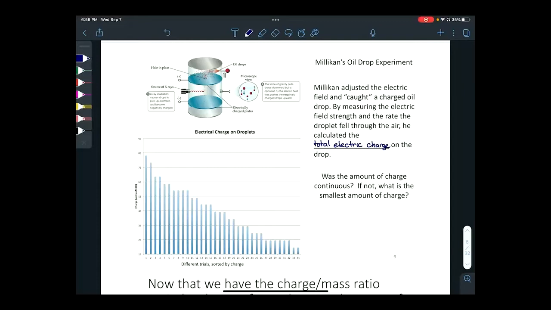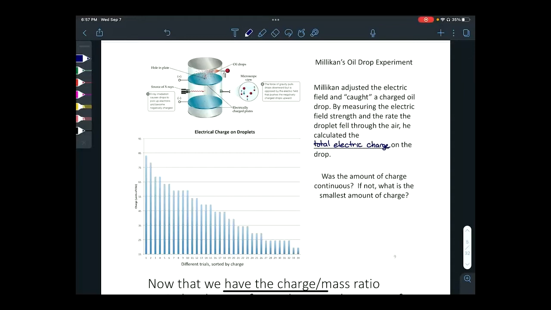Also, he observed that the charge the oil droplet could pick up is not continuous. It couldn't be any number in the world. There are only specific numbers that he saw over and over again.